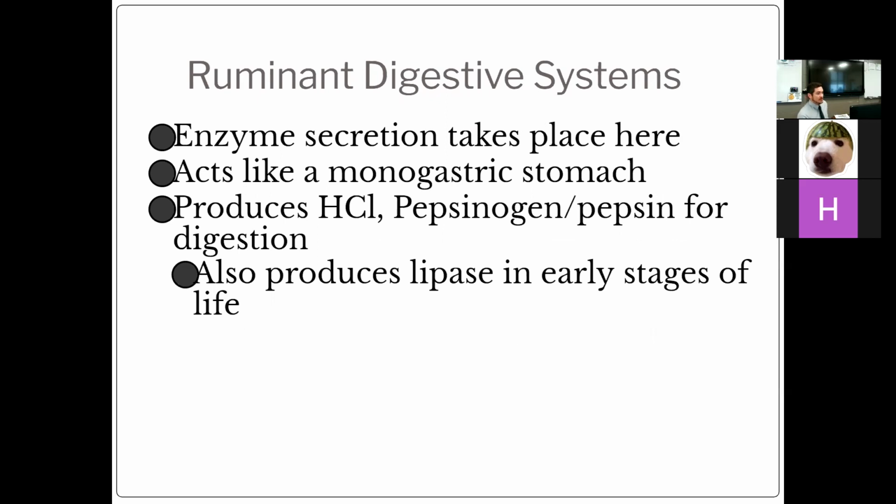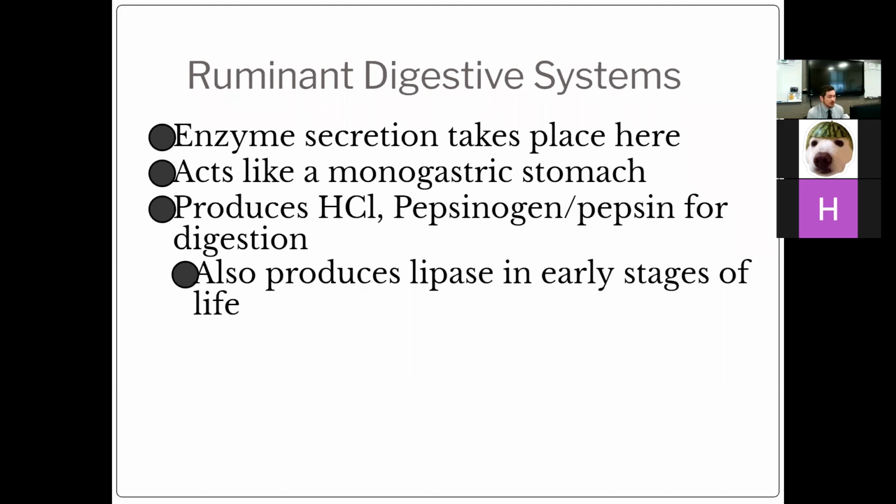So this is where enzyme secretion takes place. Again, we're talking about the abomasum here, and it acts like the monogastric stomach. It produces hydrochloric acid, pepsinogen and pepsin, which are the enzymes that are going to start chemical digestion, that are actually going to break that stuff down. And it also produces lipase in early stages of life.